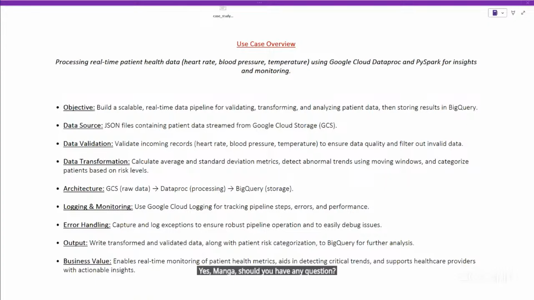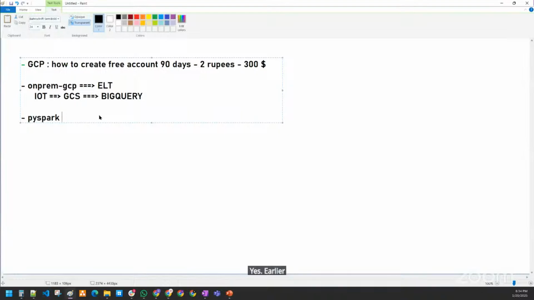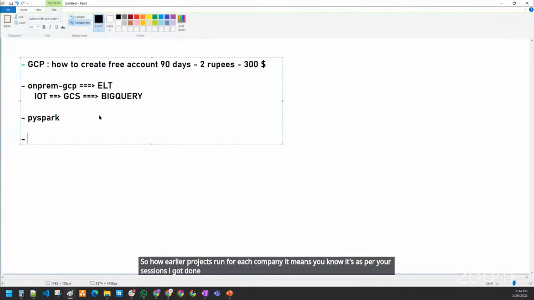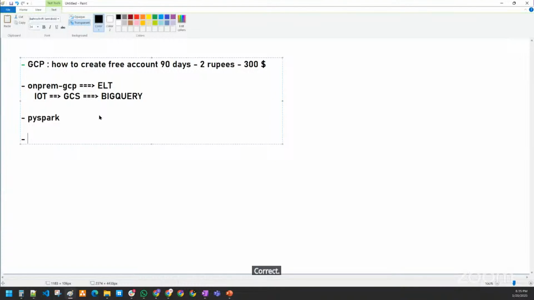Earlier you said the cloud company service has multiple projects required to fulfill. So how did earlier projects run for each company? It's as per your sessions. It was a traditional way of working and time taking. That's the reason the cloud company service came into the picture. The main thing is that earlier also people used to work, and now also people do the same thing.